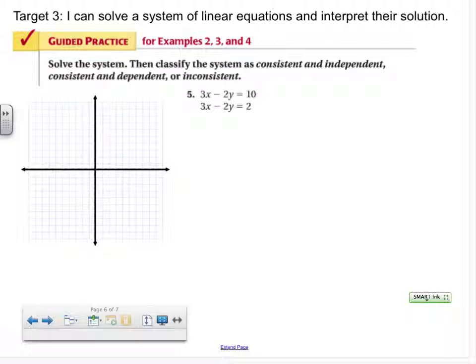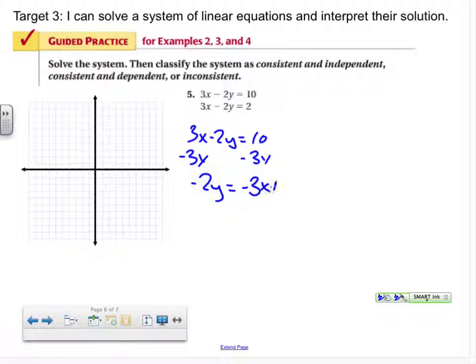All right, let's look at this one. 3x minus 2y equals 10, and 3x minus 2y equals 2. Let's graph these. We'll start with 3x minus 2y equals 10. We'll subtract 3x. Negative 2y equals negative 3x plus 10. Divide by negative 2. Y equals 3 halves x minus 5. All right, we'll graph that. Negative 5, 1, 2, 3, 4, 5. Then up 3 over 2.